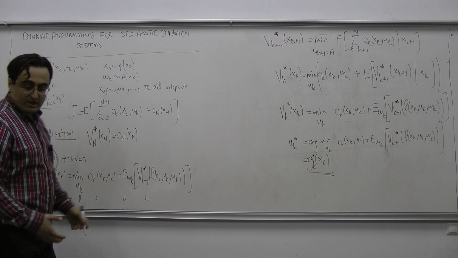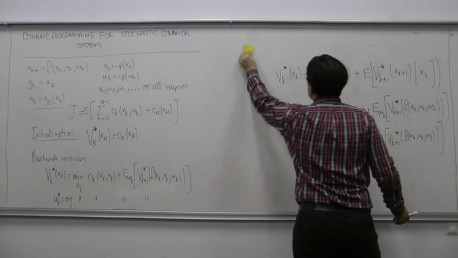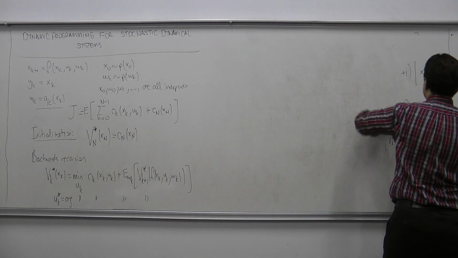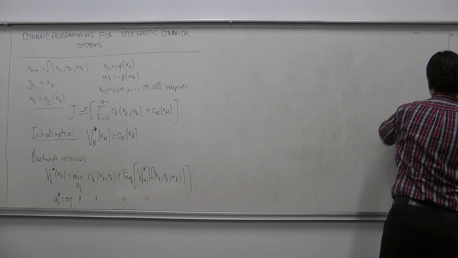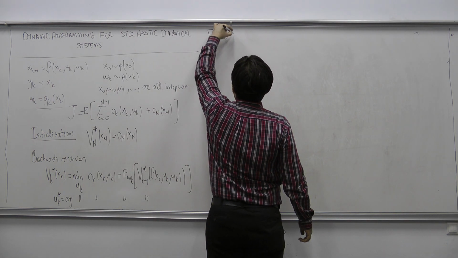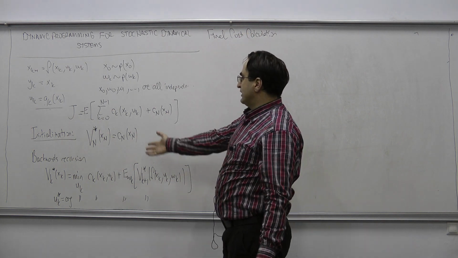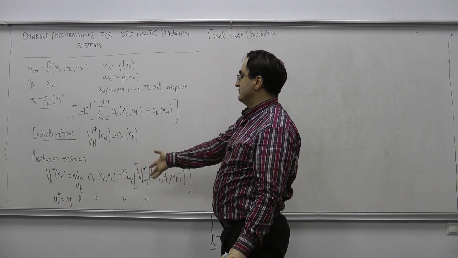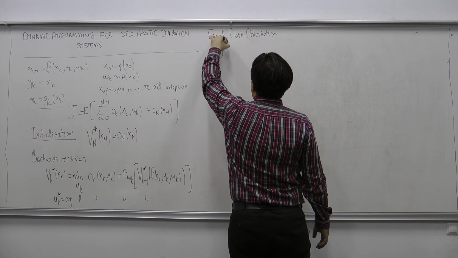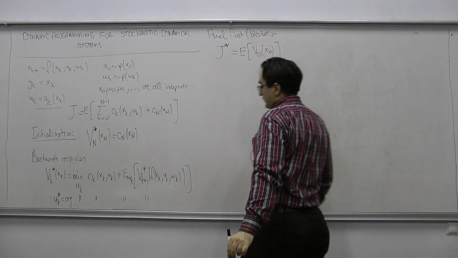And what about the final cost calculation? It's the same as before. So we apply this recursion from time n minus 1 up to time 0. Then j star happens to be the expected value of v0 of x0.